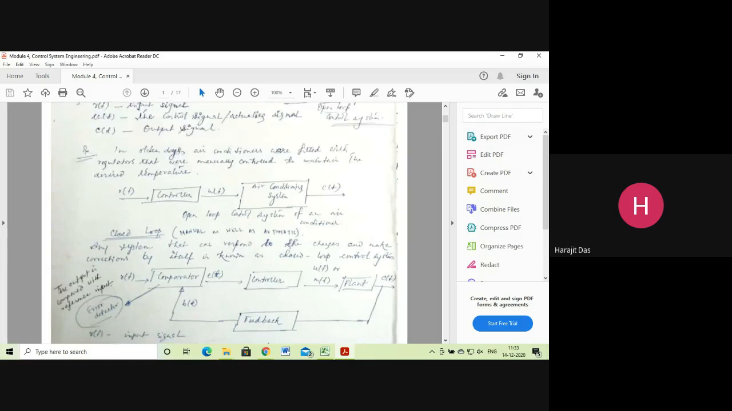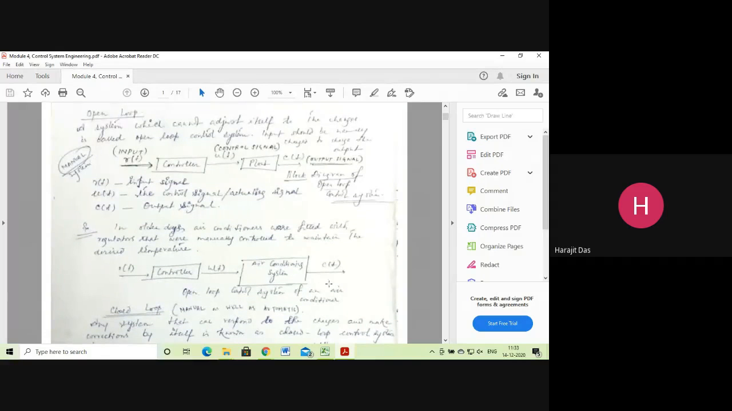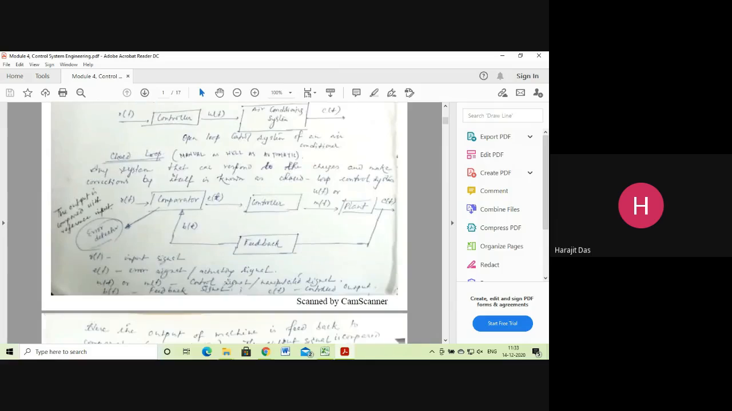Understood? So this is the linear system for an open loop control system. A very simple schematic drawing or representation for an open loop control system. And this is the schematic representation of the closed loop control system.